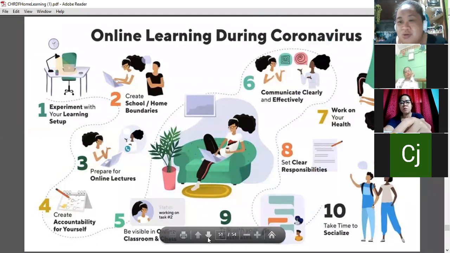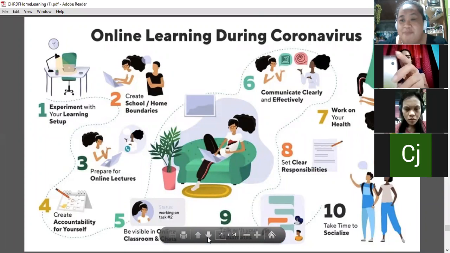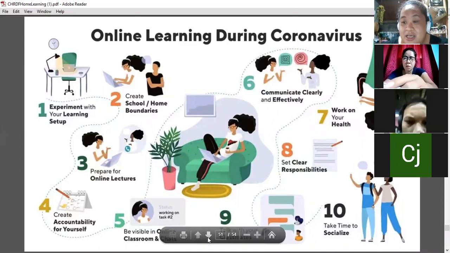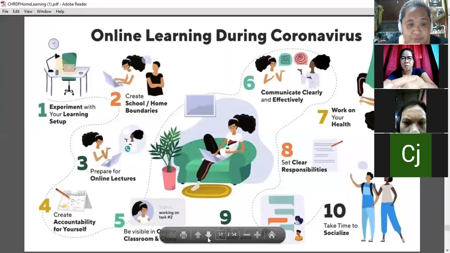So what to do? How to do online learning during this time of pandemic? Number one, experiment with your learning setup. I know some of you have already ordered mini tables, but please make sure you like the mini table so you could adapt. Others made an office-like space or their own workspace, a room or part of a room.